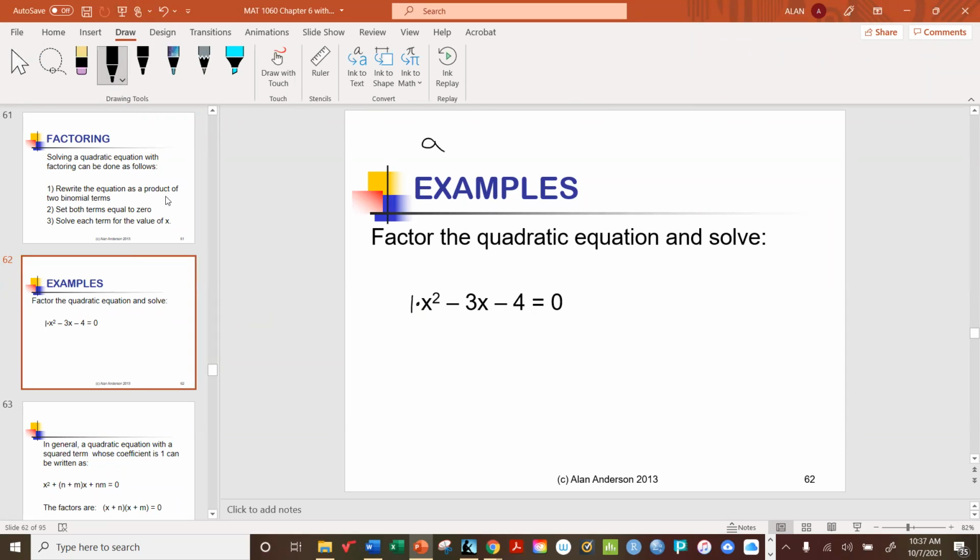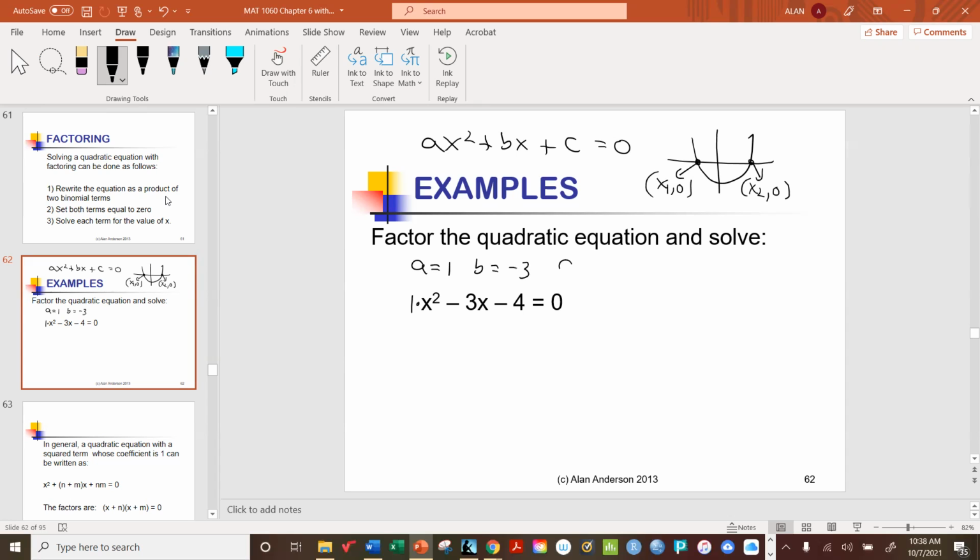So remember, this is ax squared plus bx plus c equals 0, which again implies some kind of parabola which crosses the axis twice. And we're looking for those 2 points. And it turns out if you find x1 and x2 and substitute them back into this equation, they'll both give us a value of 0. So here, there's an implied 1 here. In this expression, a equals 1, b is -3, and c is -4.